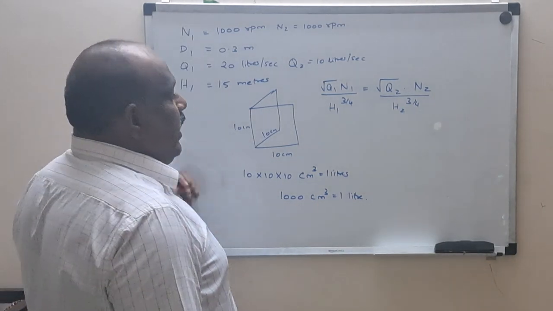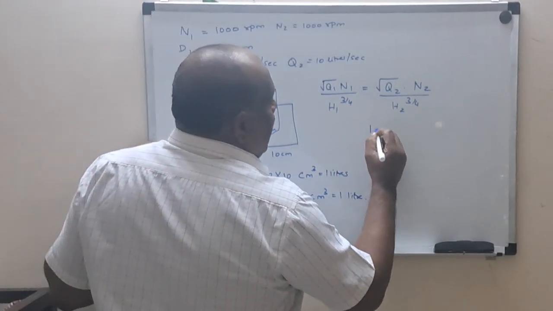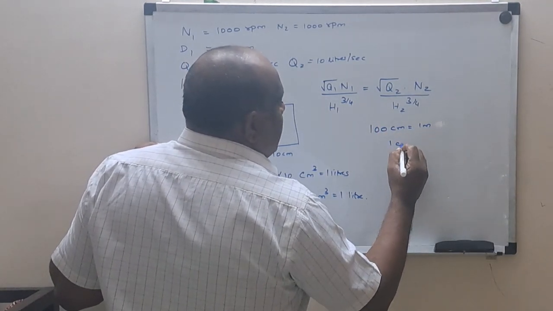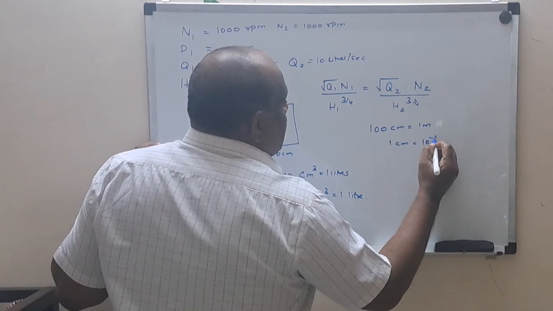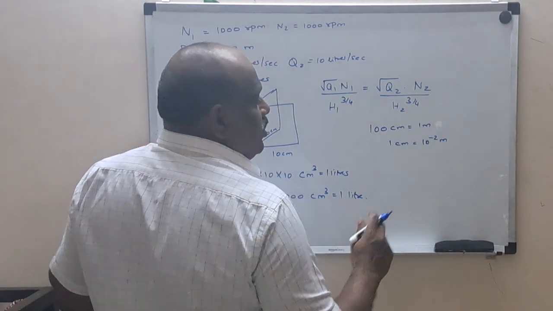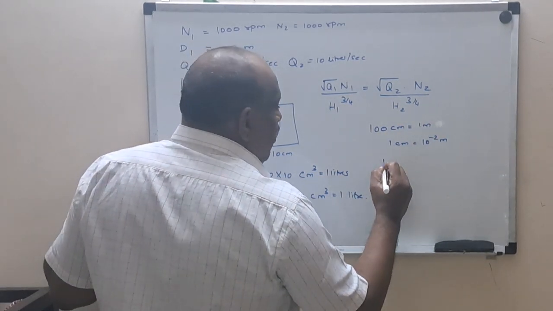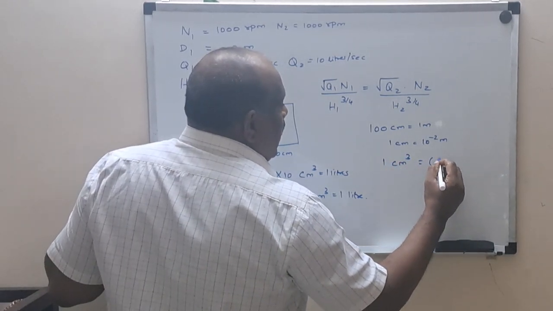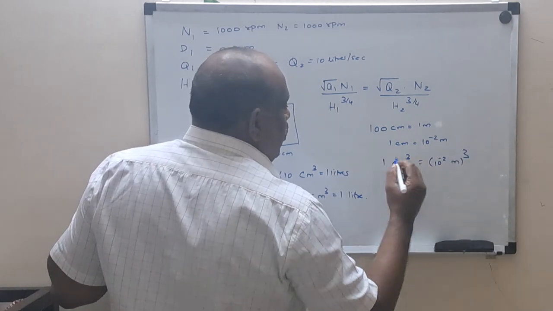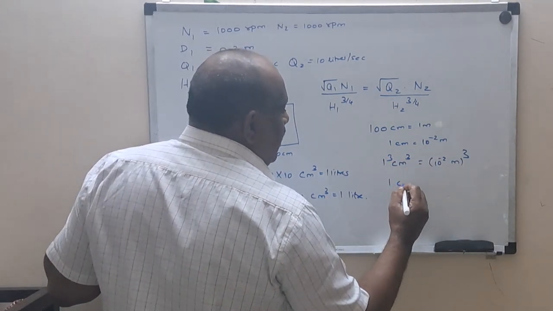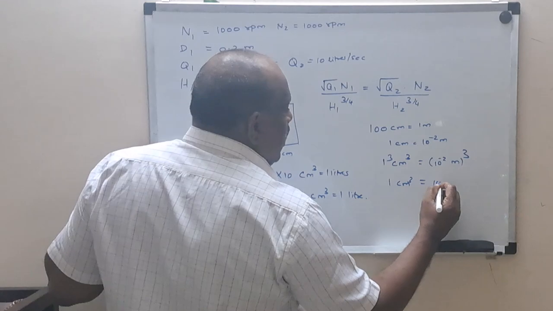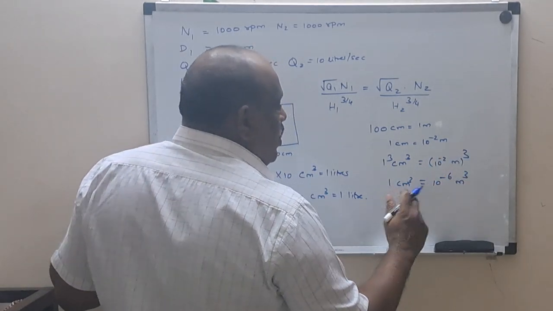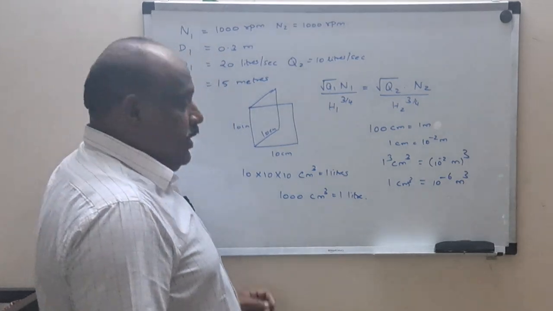Now, we know that 100 centimeter equals 1 meter. So 1 centimeter equals 10 power minus 2 meters, dividing both sides by 100. I want 1 centimeter cube, which means raising the power of cube on either side. So 1 centimeter cube equals 10 power minus 2 into 3, which is 10 power minus 6 meter cube.